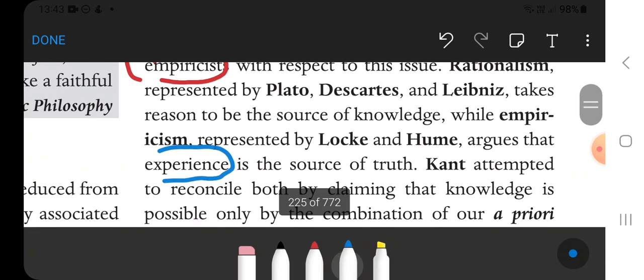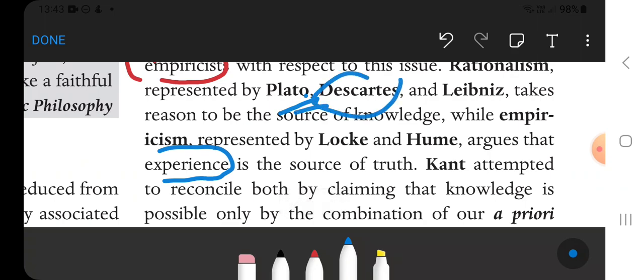And Plato is obviously not a modern, so modernists work with Plato, but this is different. While empiricists say experience is the source, rationalism, as represented by Leibniz, takes reason to be the source of knowledge. Obviously, Leibniz doesn't deny that senses play a role in that, but they do think that reason can provide the basic data as well.